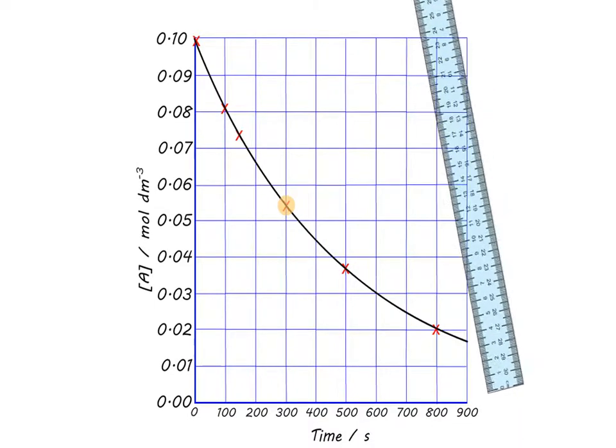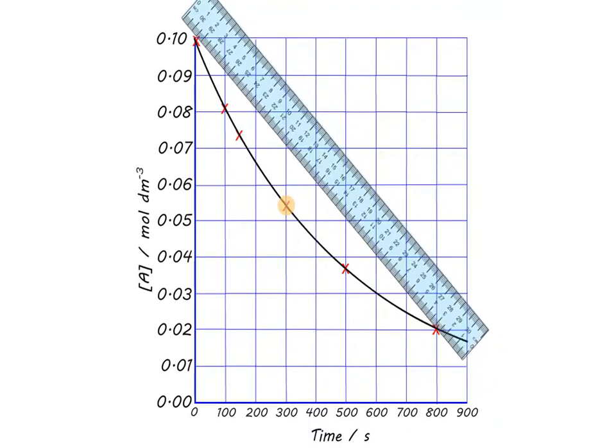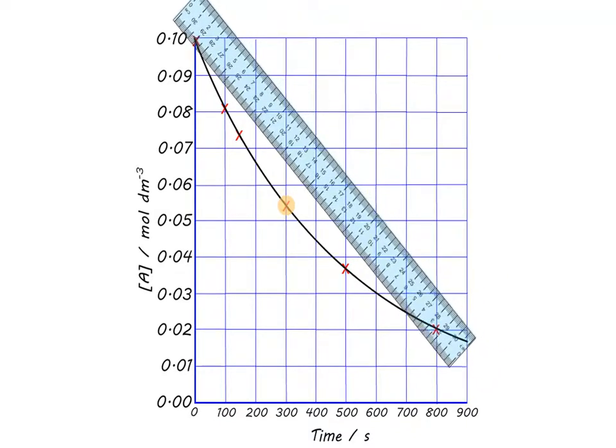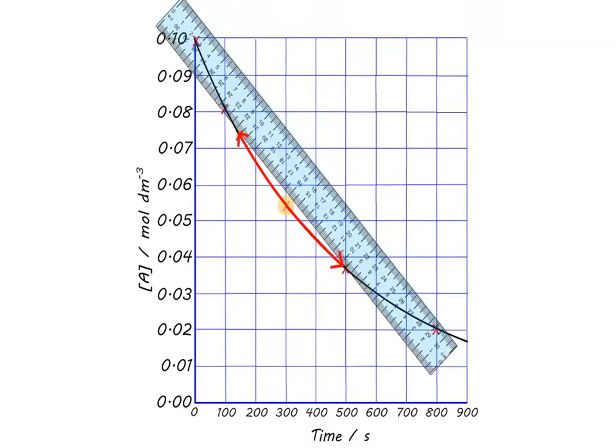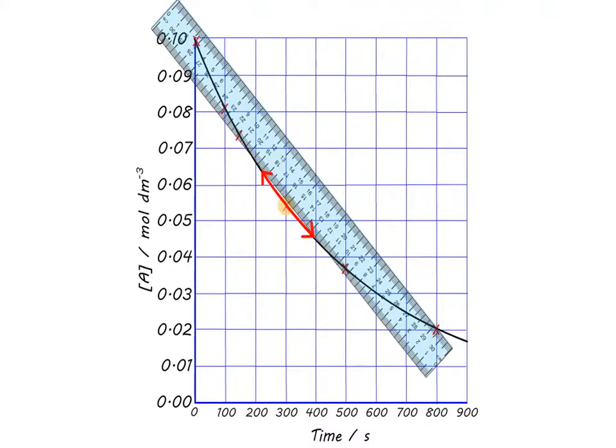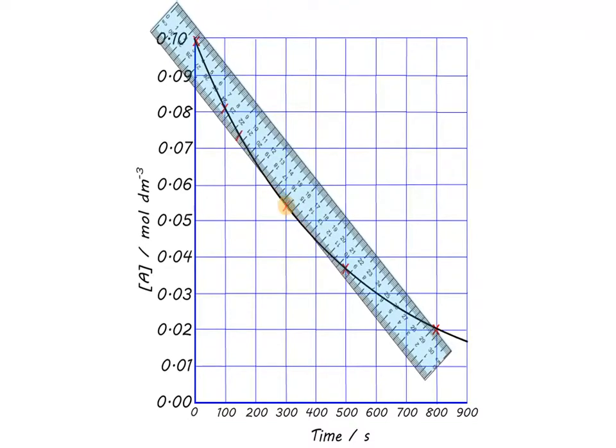To do this, you place your ruler away from the point and adjust the angle until the ruler crosses the curve at equal distances from the point. You then bring the ruler in towards the point, keeping the distances either side of the point the same. As soon as the ruler touches the point, that is the tangent to the curve.